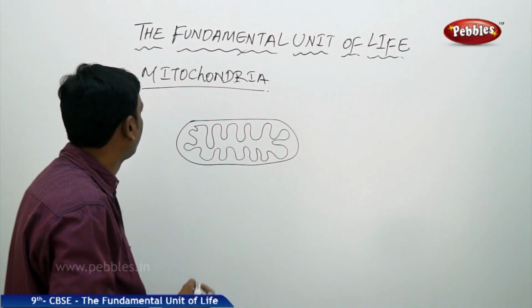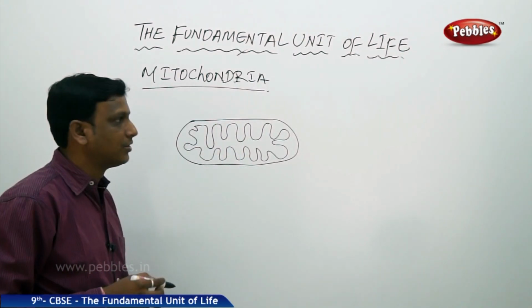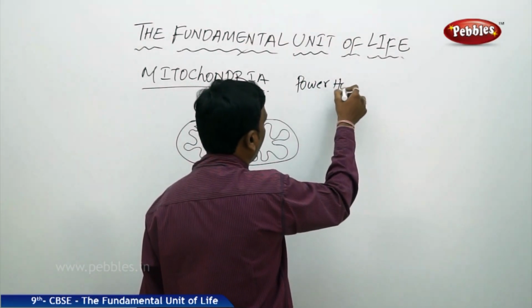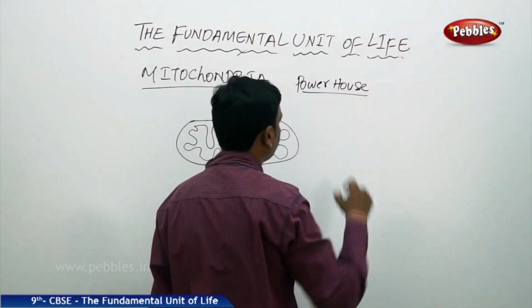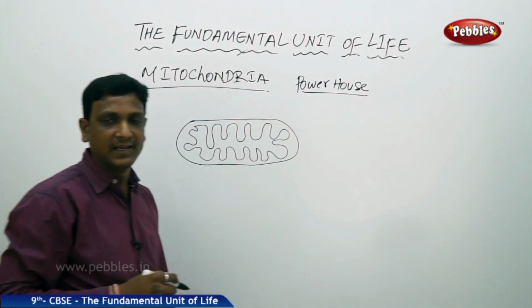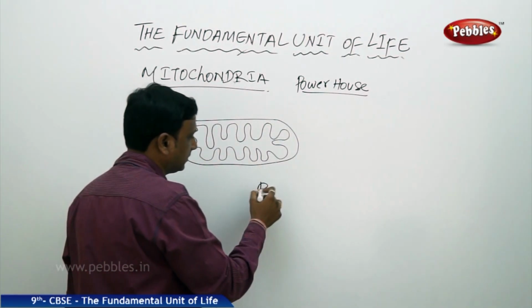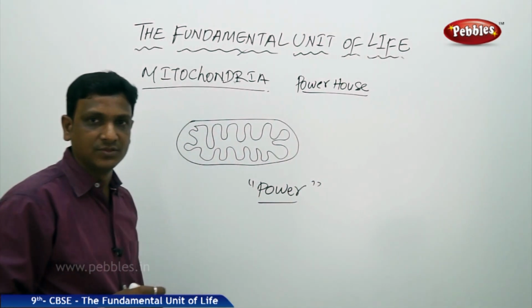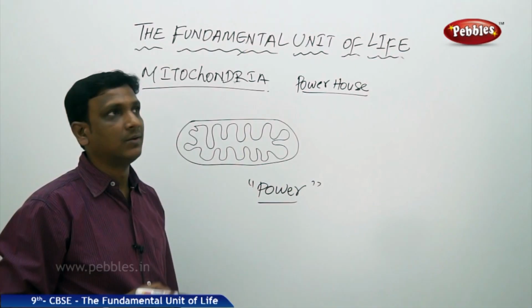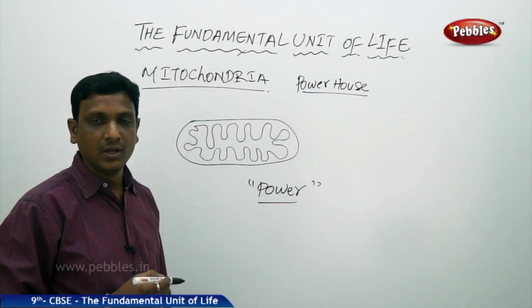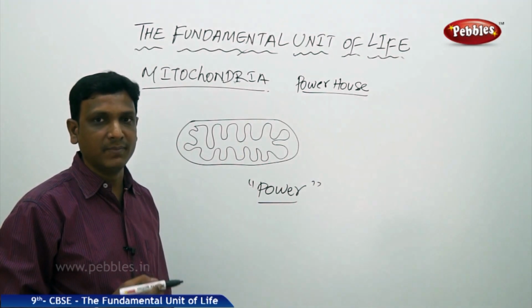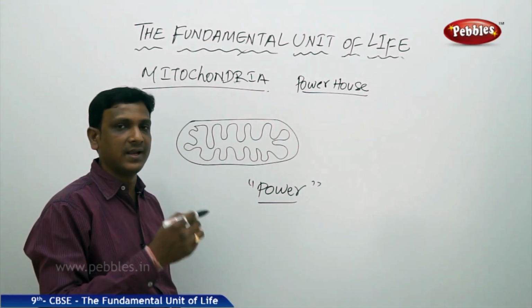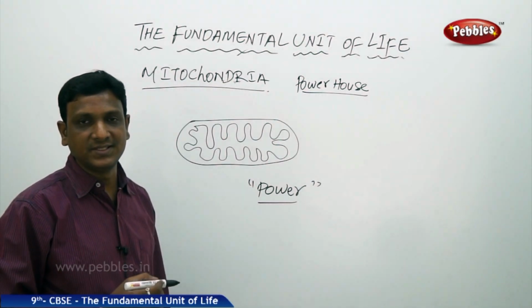So the next cell organelle is mitochondria. Mitochondria are generally called the powerhouse of a cell. Why are they called the powerhouse of a cell? Because they help in the generation of power. In terms of general uses, what do you mean by power? In our house, we call electricity power, because we need electricity to run every machine and appliance in our house. TV, refrigerator, whatsoever, it runs on electricity. So we call electricity power.